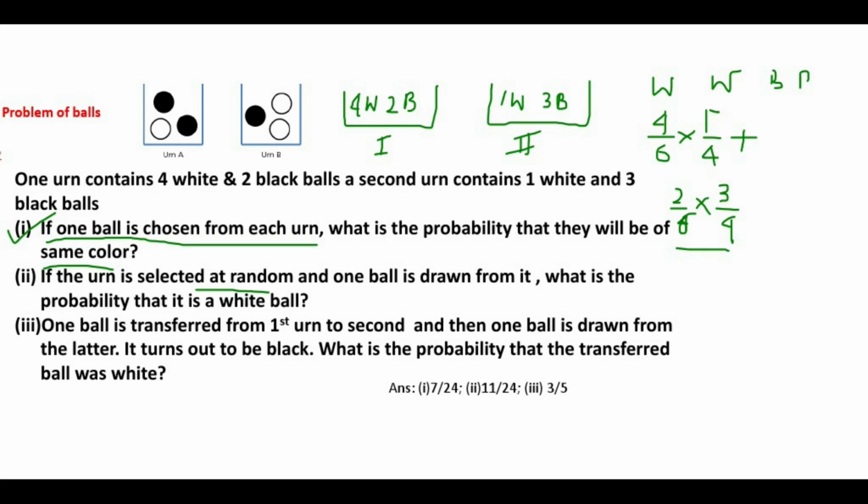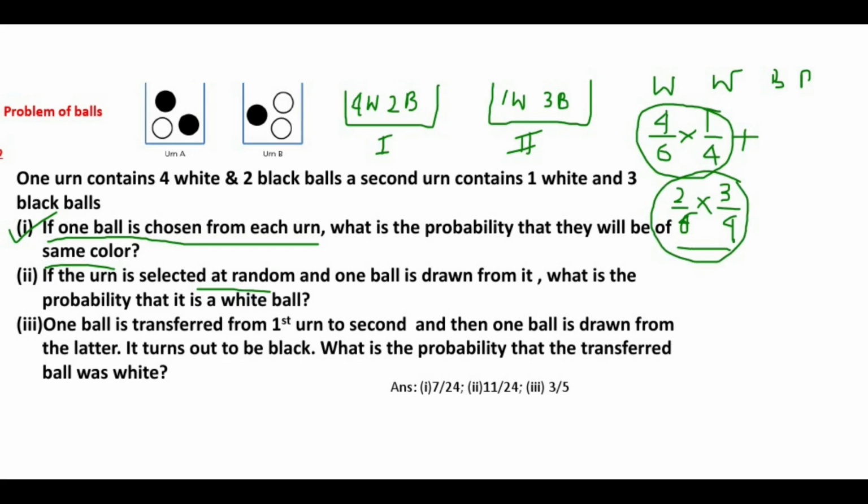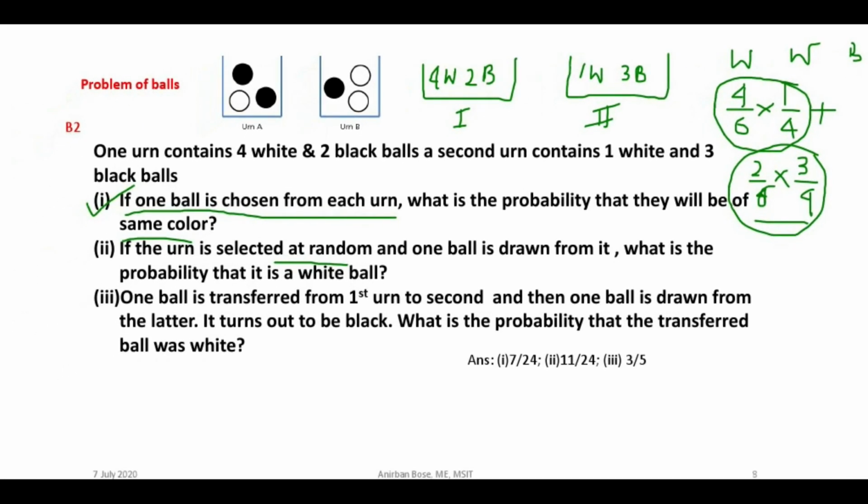So you first consider if both are white, then what is the probability? If both are black, then what is the probability? Okay, now let us go to the next problem.